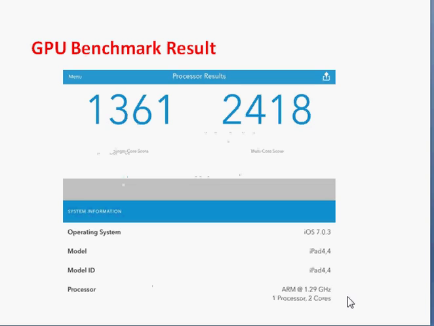So basically the numbers seem to match, and that also validates Apple's claim that the A8 processor is 25% faster than the A7 processor.